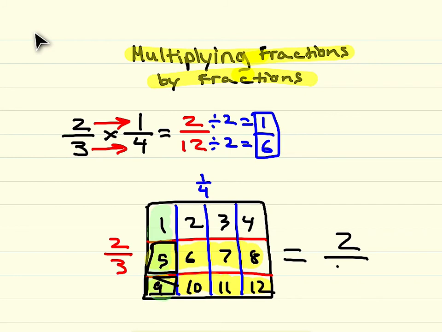That is your denominator. And then again, as said earlier, if you simplify 2 twelfths, you get 1/6. This diagram shows you what's happening when you multiply fractions.